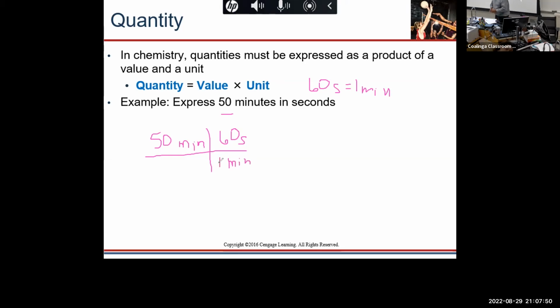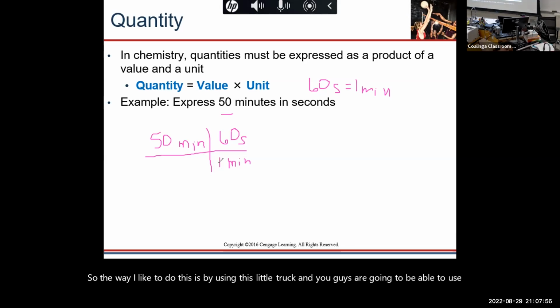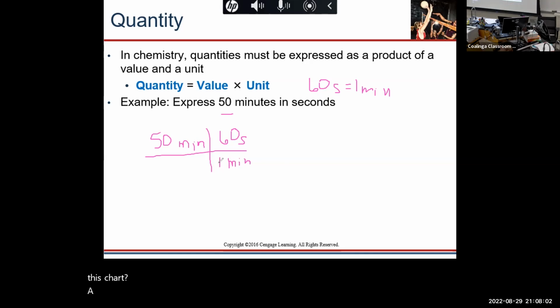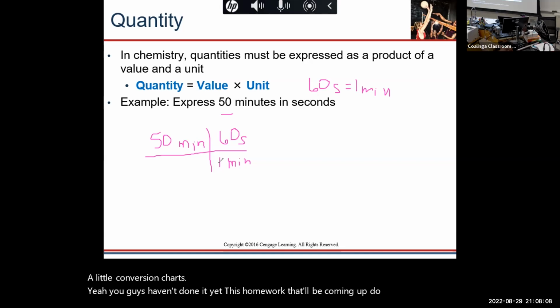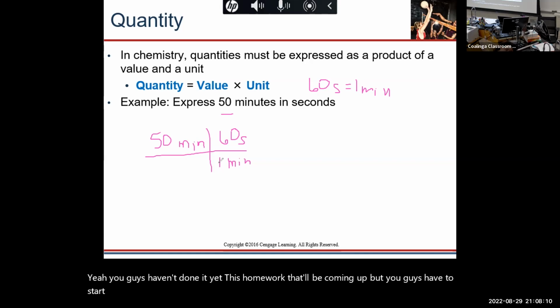Okay, so the way I like to do this is by using this little chart. You guys are going to be able to use this chart, or you have been using this chart on your homework. Conversion charts. Oh yeah, you guys haven't done it yet. This homework that'll be coming up, that you'll be starting tomorrow, right? It's a drag and drop type of thing.